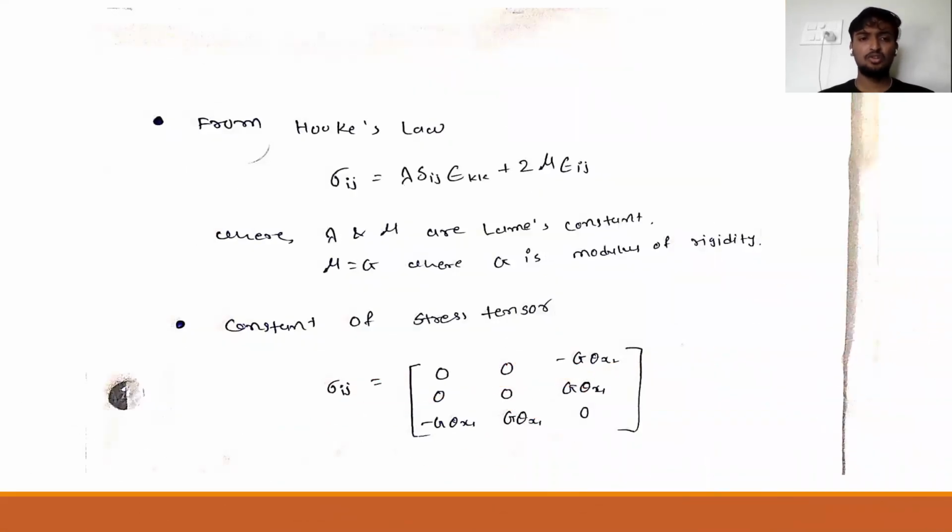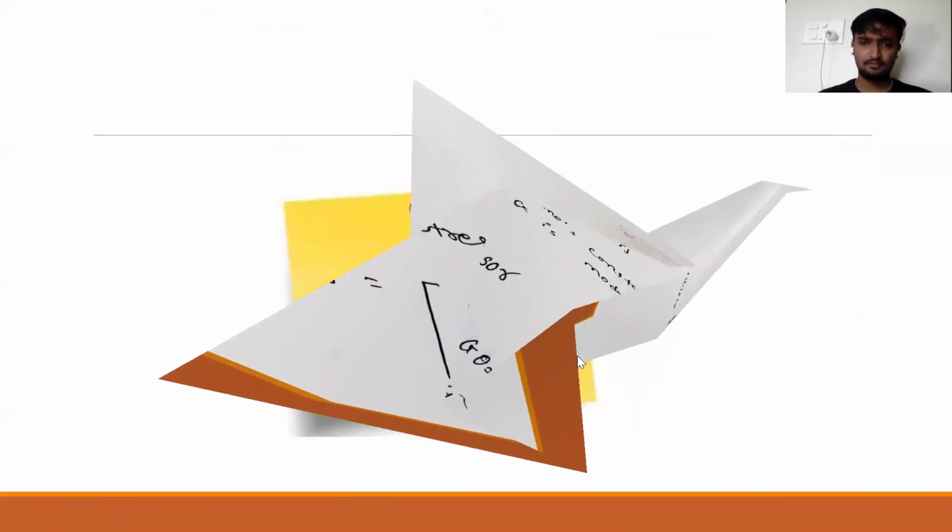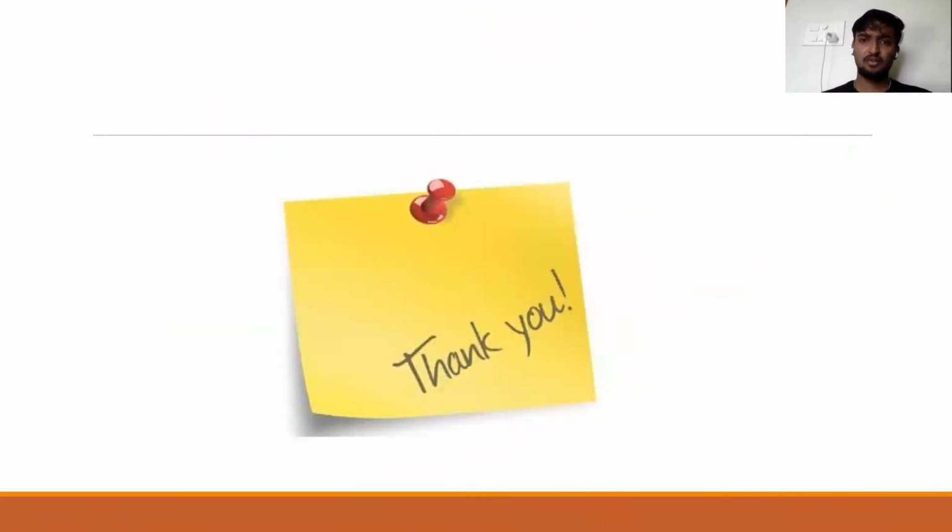From Hooke's law, sigma ij is equal to lambda theta delta ij plus 2 mu epsilon ij. Here lambda and mu are the Lame constants, and mu equal to G is the modulus of rigidity. Here the stress matrix sigma ij has entries 0 0 minus mu theta x2, and so on. This is also a matrix. Okay.